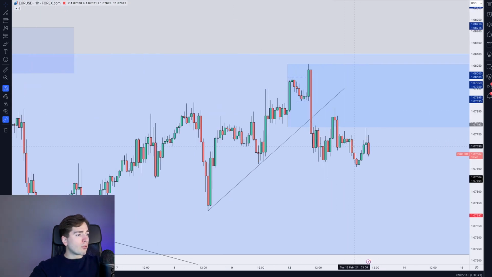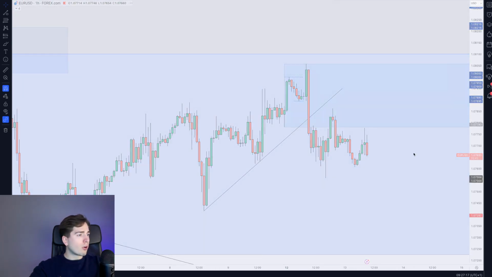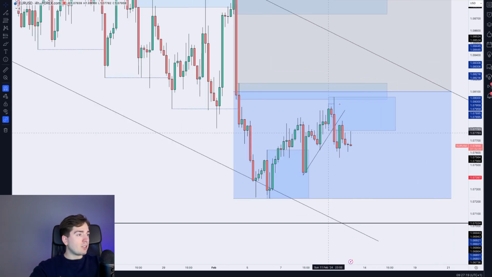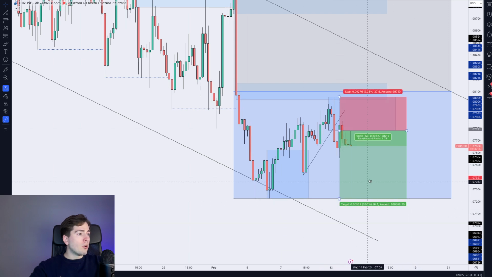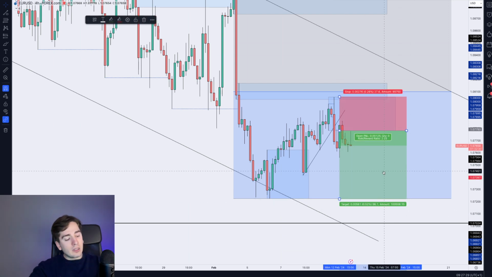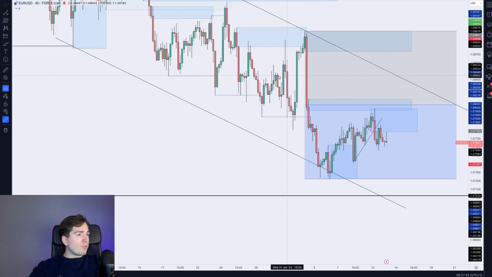pair. Overall, the 1 hour as well is looking pretty good for a further drop, and the 4 hour especially. So obviously, if you were to trade the 4 hour, you could also just take a trade like this, sell on that area of supply, and then just short in towards that new lower low. Overall risk reward is not ideal, but it is just an idea. So that's what I'm looking for on euro dollar further downside.